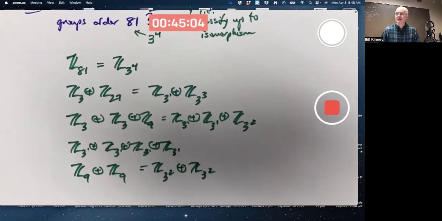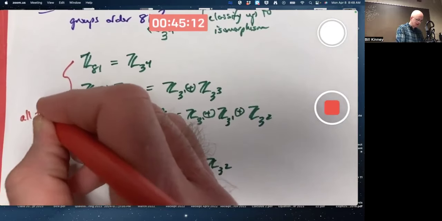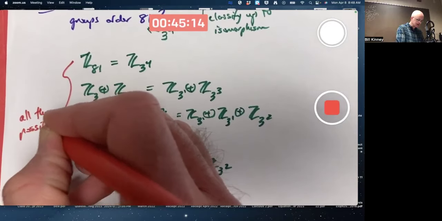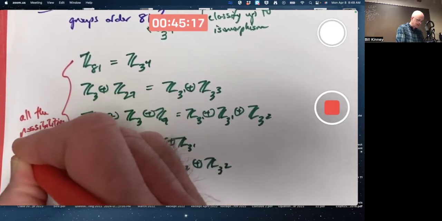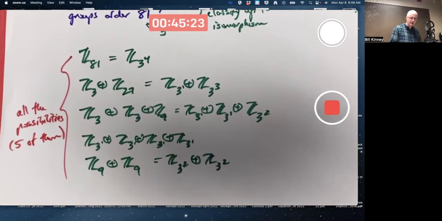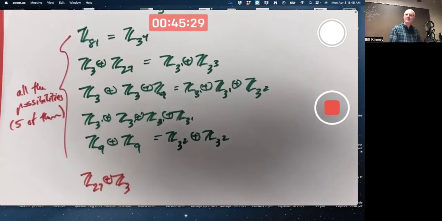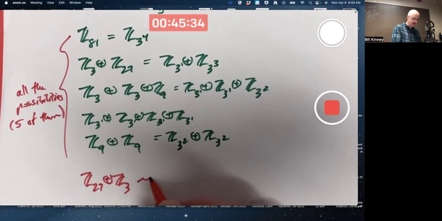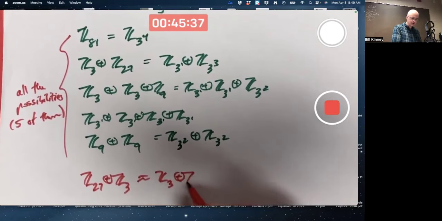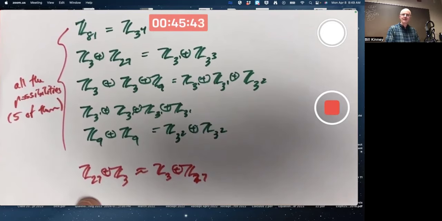These are all the possibilities. There are 5 of them. Now you might wonder, well, really? Is that really right? Like, for example, couldn't I also write the external direct product of Z27 with Z3? And the answer is, yes, you can write that, but it's nothing different. It's isomorphic to the external direct product of Z3 with Z27. So it's not giving you anything new if you write that. These are all the possible isomorphism classes.